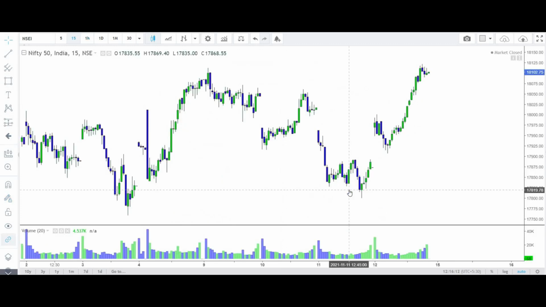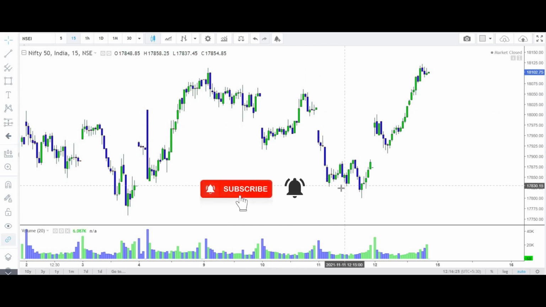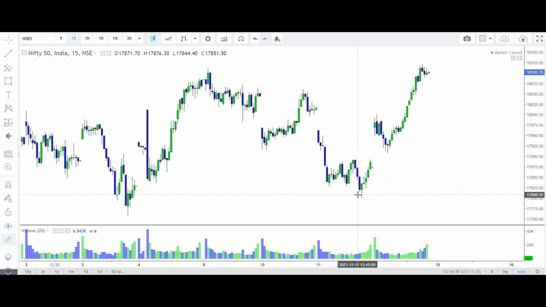Alright, ladies and gentlemen, right now I'm looking at the Nifty 50 15 minutes time frame. As you can see on the chart, right at this particular point, I can notice a triple tap order flow setup. Let me just mark this particular setup. Let me show you how exactly this setup looks. So here I can mark this specific setup just like this.